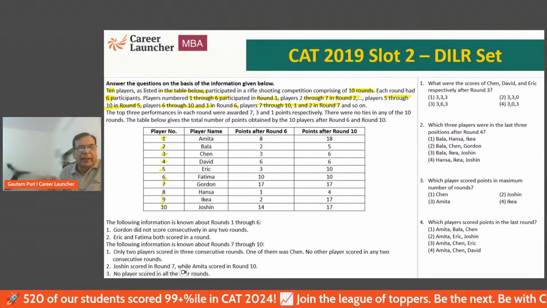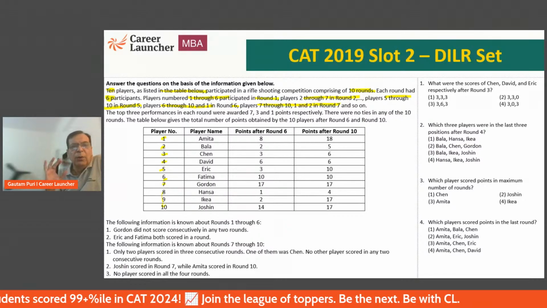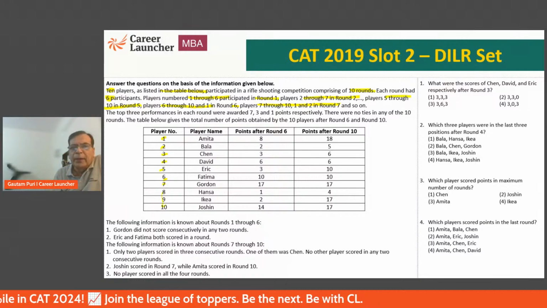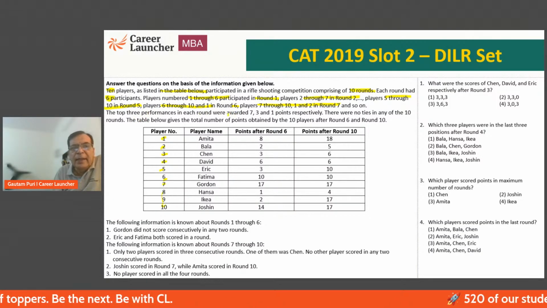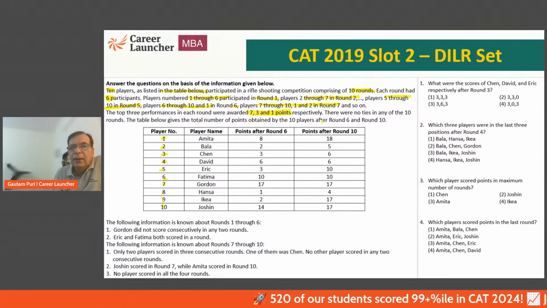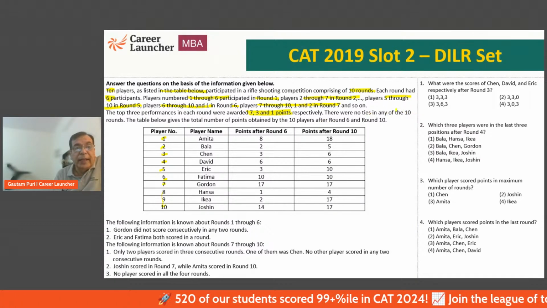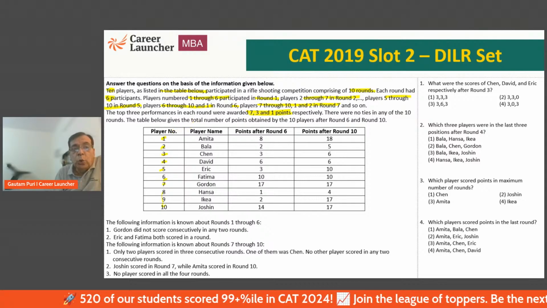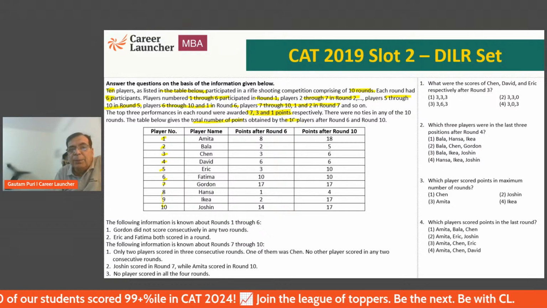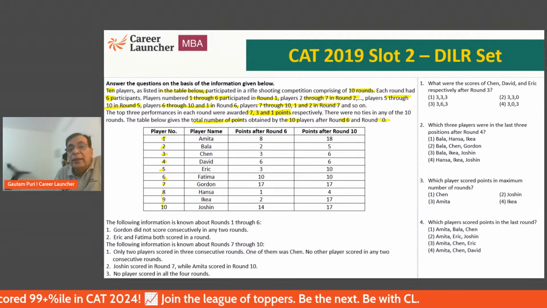So we understand what it is. In any round, there will be 6 players participating and 4 will not be participating, and the pattern is given to us. The top 3 performances in each round are awarded 7, 3 and 1 points. There are no ties in any of the 10 rounds. The table below gives the total number of points obtained by the 10 players after round 6 and round 10.